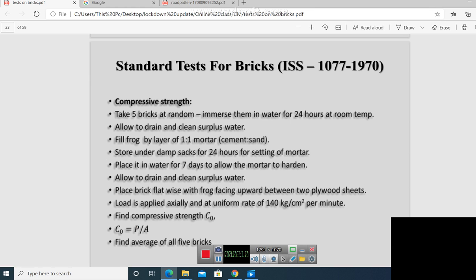Compressive strength. The most important test to be conducted on brick is to determine the compressive strength of brick. In order to determine the compressive strength of brick, you have to take 5 bricks at random. These bricks are immersed in water for 24 hours at room temperature. Now you allow the brick to drain and excess water is removed. You know what is meant by frog. The frog is filled by 1:1 ratio of mortar.